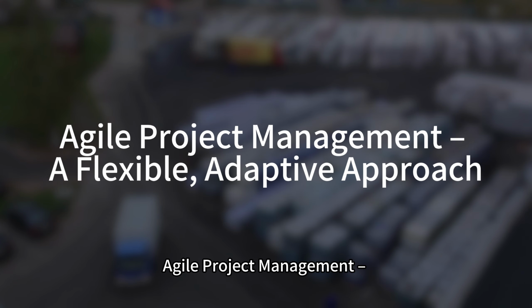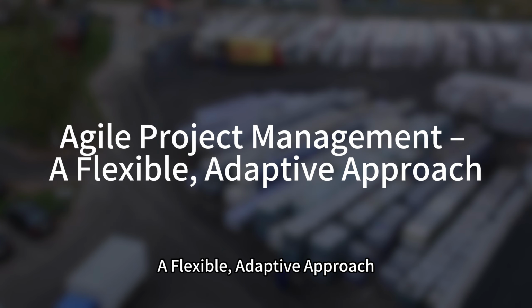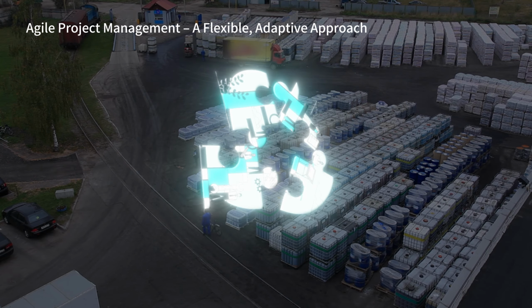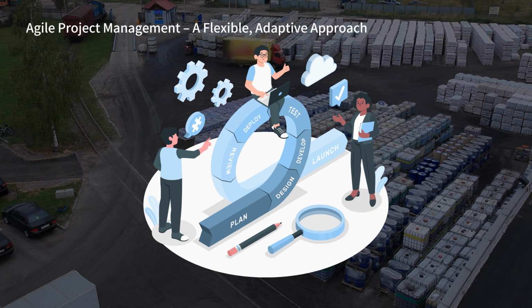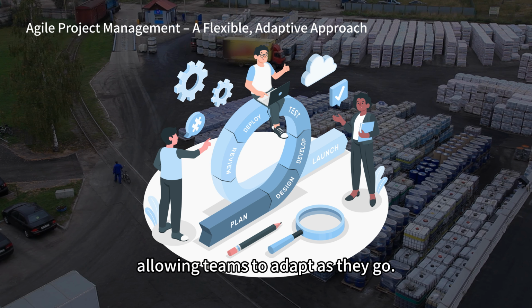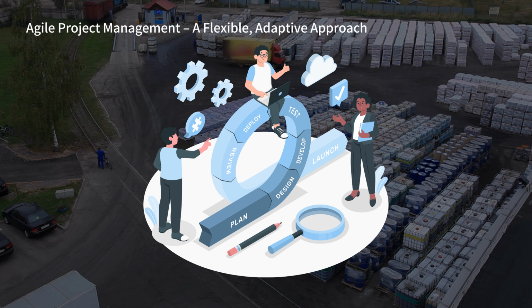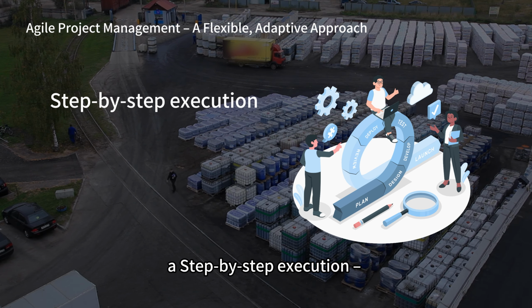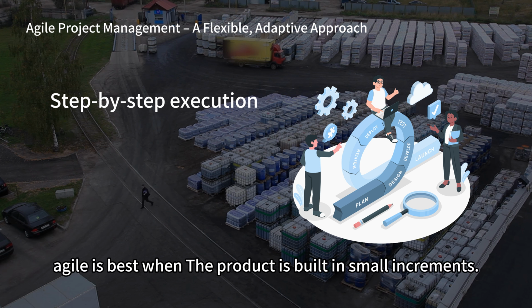Agile project management, a flexible, adaptive approach. Different from Waterfall, Agile takes an iterative, cycle-based approach, allowing teams to adapt as they go. Here are the key features of Agile. Step-by-step execution. Agile is best when the product is built in small increments.